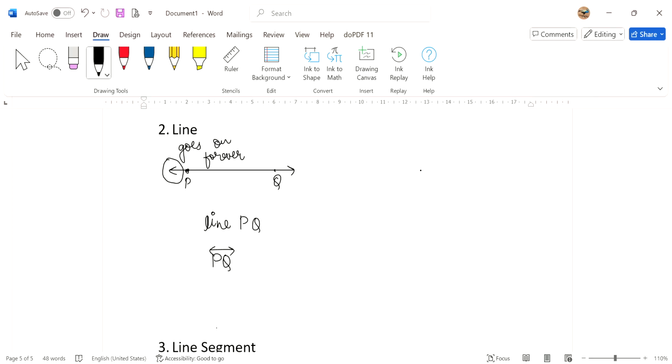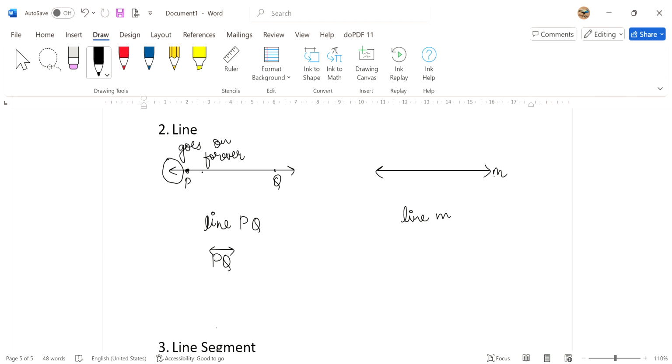Now, there is one more way of writing the line. How? For example, you have a line over here. There are two arrows, and at the end of one of these, there is a small letter written. So let's write a small m, right? It's not capital, it's a small letter. So if it is at one end and there is nothing all throughout the line, you can also call it line m.